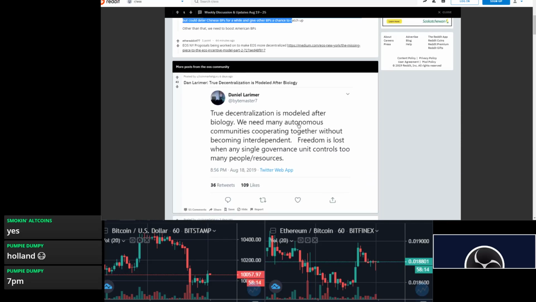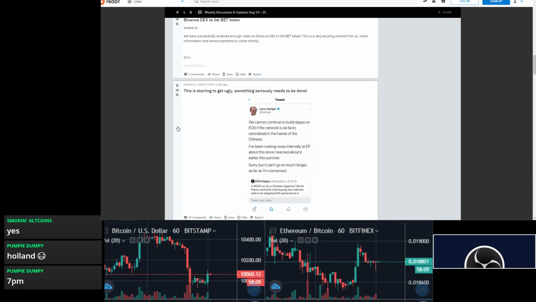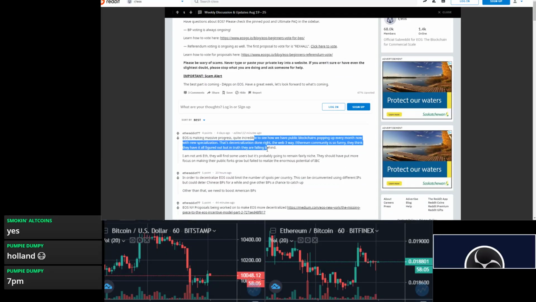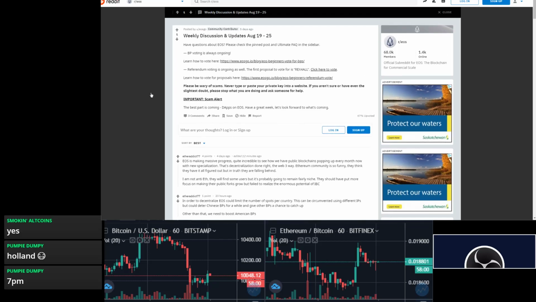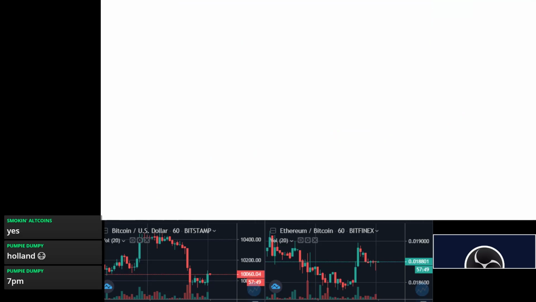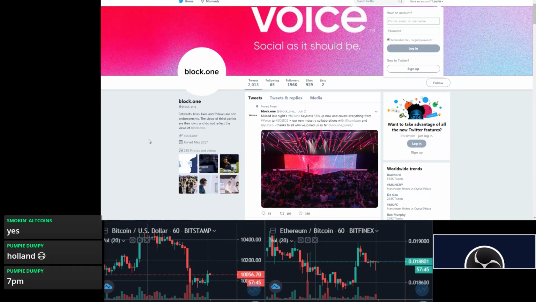Autonomous communities cooperating together. Then they go into more detail about freedom and everything, and I'm not really concerned about that. I want to see a specific launch date that is going to give me an inside view as to where prices might be jumping. If there's new technology or something else that's going to be released in EOS, that's what I'm looking for here. So block one must be the EOS official Twitter, or something that runs on EOS.